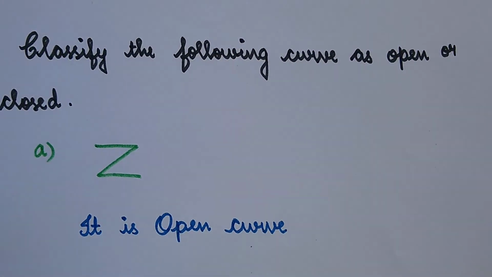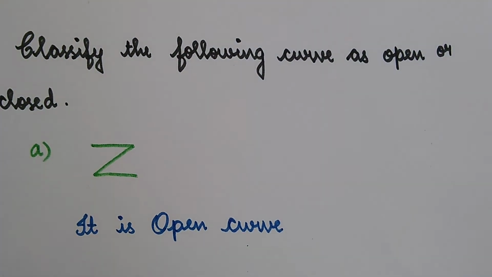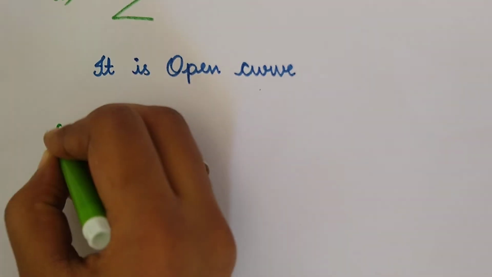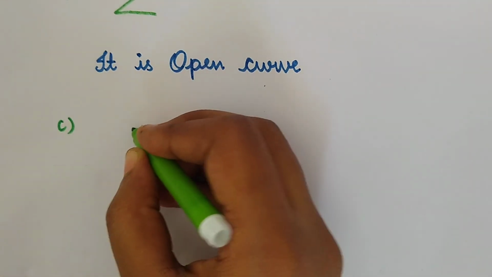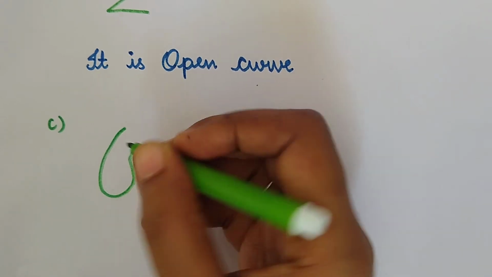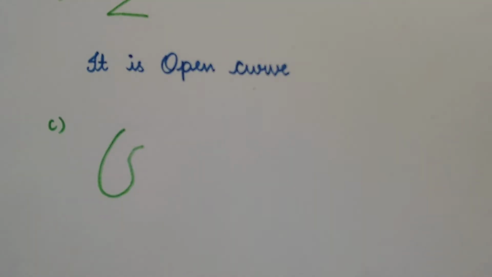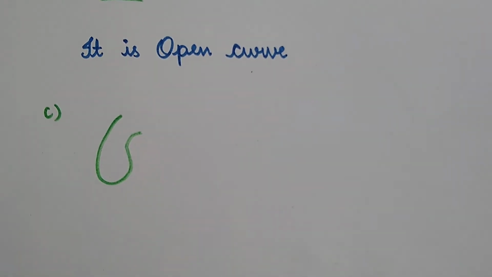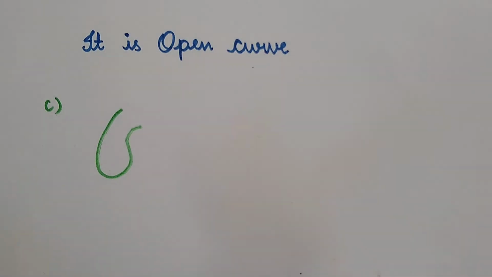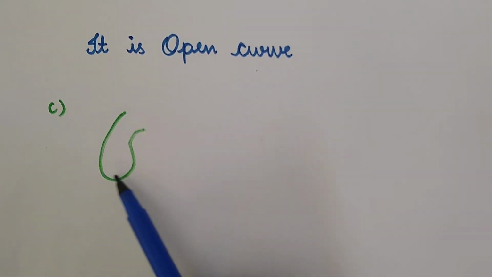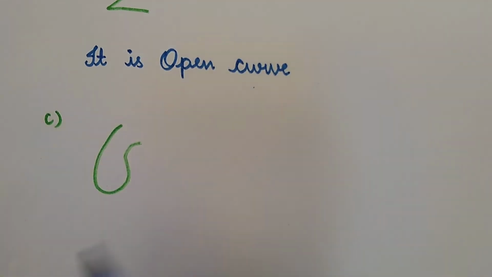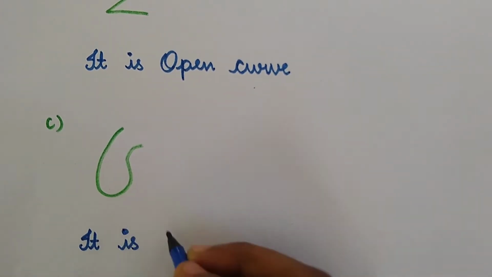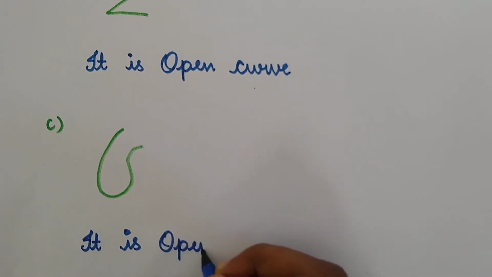Let me take the next subdivision, C subdivision. Can you find the answer, whether it is an open or closed figure? The diagram is not closed, it is open. So it is also an open curve.